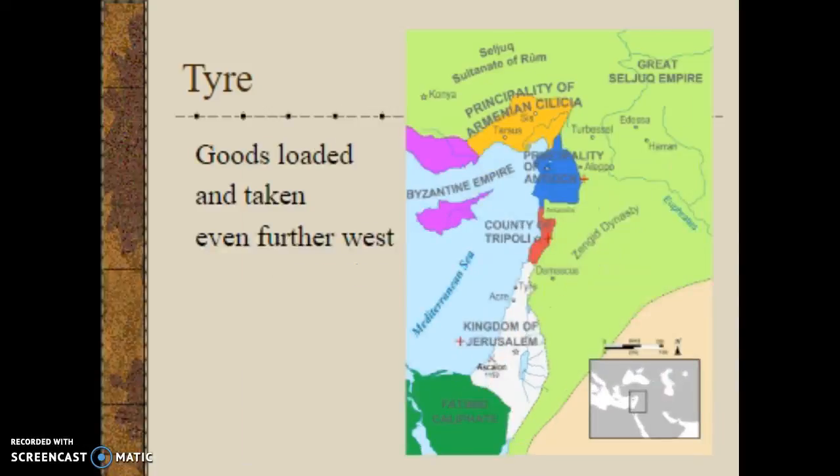In the port city of Tyre, on the Mediterranean coast of Lebanon, goods are loaded on ships bound for cities far to the west. Some of the silk that was traded in the market at Damascus will be sent to Byzantium, the capital of the Eastern Roman Empire.